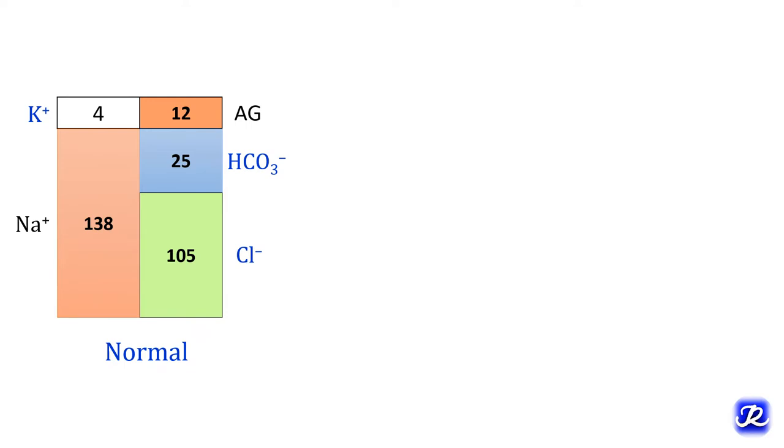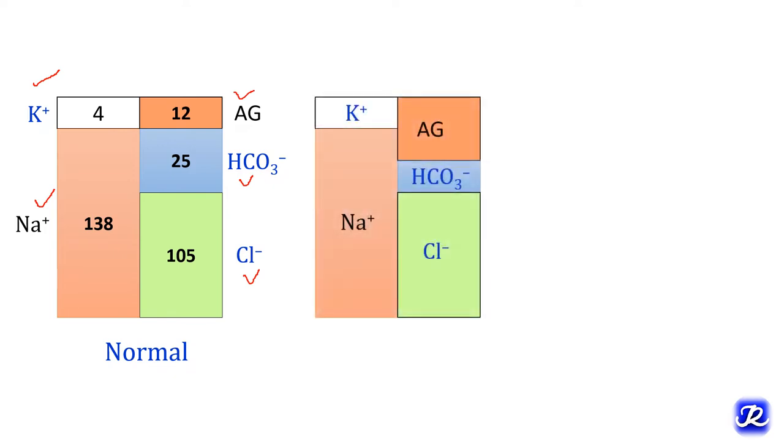This picture represents the normal condition in plasma, where potassium and sodium levels are normal, bicarbonate and chloride levels are normal, and the anion gap is also normal. So in metabolic acidosis, what happens? There is a decrease in bicarbonate ion concentration, and to maintain a normal anion gap, this decrease should be accompanied by increased chloride concentration. But when decreased bicarbonate is not associated with increased chloride, the anion gap will increase, and this is called increased anion gap acidosis.